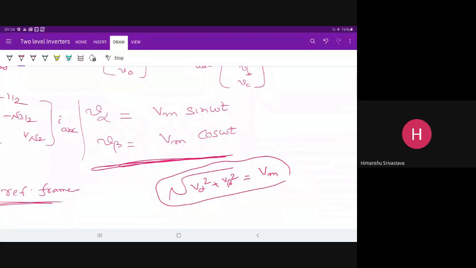Okay, sir. If any other doubts? Sir, the radius is 2/3 Vs into cos 30, not sin 30. Yes, it's cos 30. We'll discuss that in the next class.